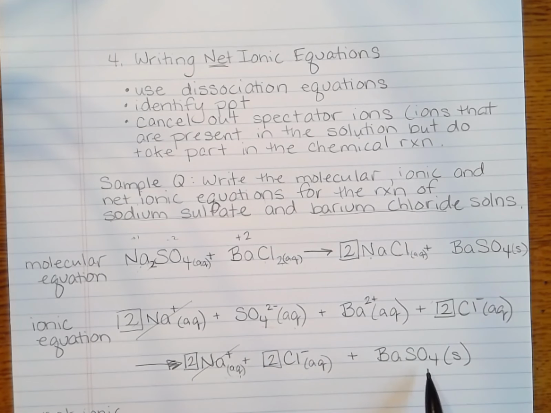I can't cancel the sulfate out because the sulfate is appearing here in the solid. It is not showing up as in solution anymore. So I'm going to leave that one. Same thing for the barium, but the 2 chloride ions, they are on both sides of the arrow, and so I can cancel them out. Alright, so now my net ionic equation I'm going to write, and we're going to see it kind of in a little different order, and I just want to tell you that this is fine. There's nothing wrong with the way it is.